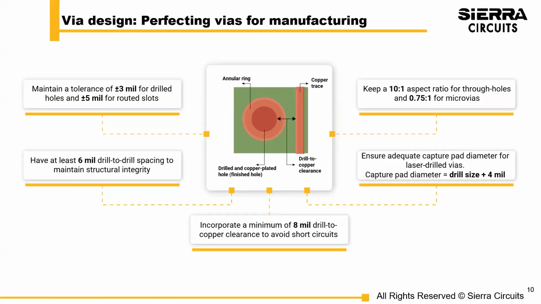Also incorporate a minimum of 8 mil drill to copper clearance to avoid short circuits. Ensure adequate capture pads for laser drill vias. The capture pad diameter is equal to the drill size with an additional 4 mil. Also keep a 10:1 aspect ratio for through holes and 0.75 to 1 for microvias.